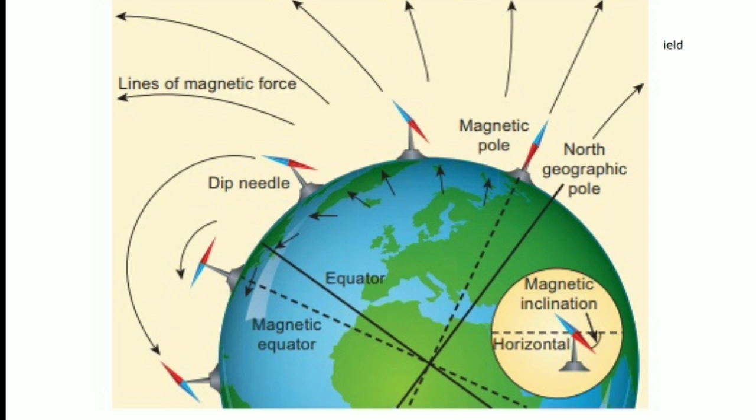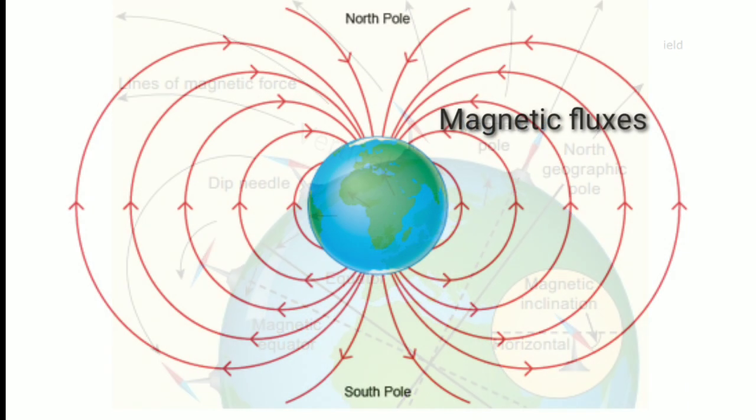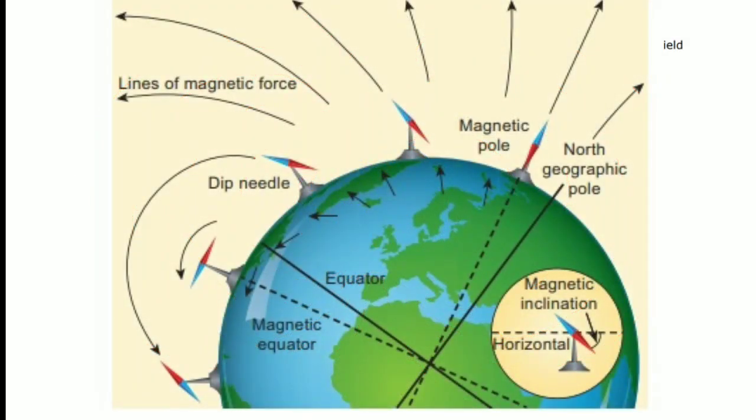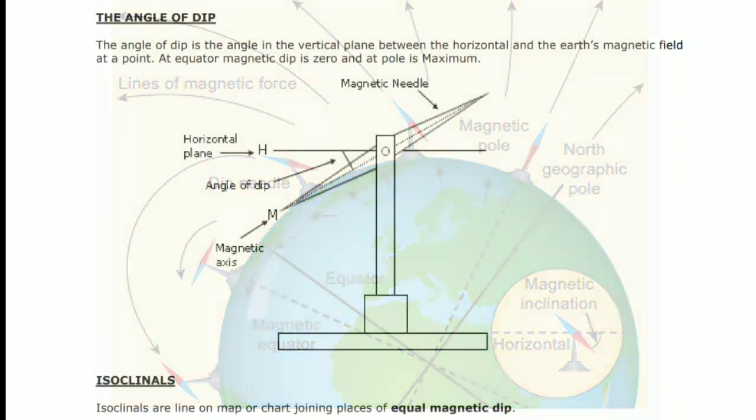Take one bar magnet and you are at the equator. Now balance that magnet from its middle, that is called the pivot point. If you are at the equator, the magnet will be in the horizontal plane. As you go towards the pole, it can be either north pole or south pole, the magnet will be inclined in the vertical plane, or you can say inclined with the magnetic flux. So the angle between the horizontal plane and the vertical plane is called the angle of dip.